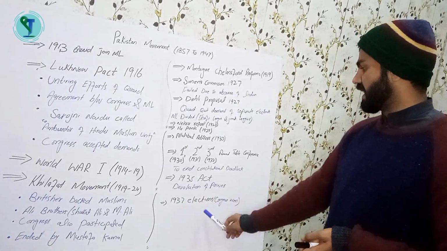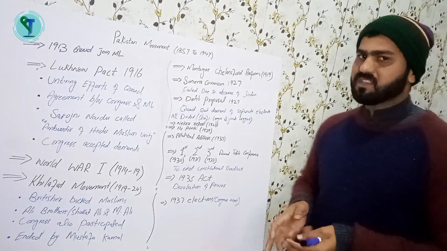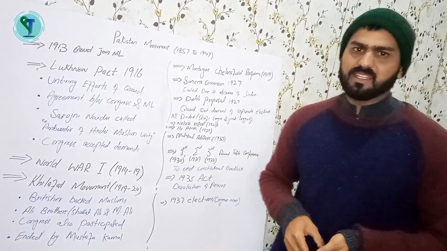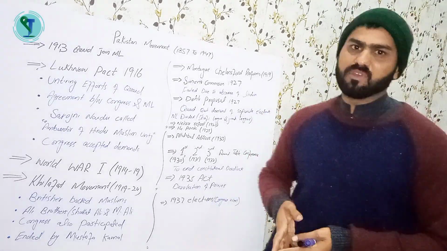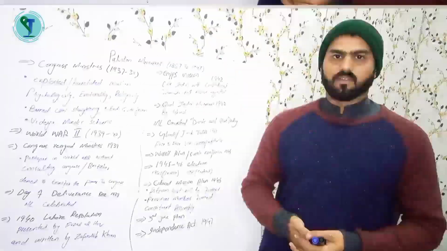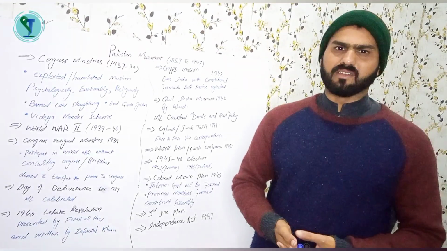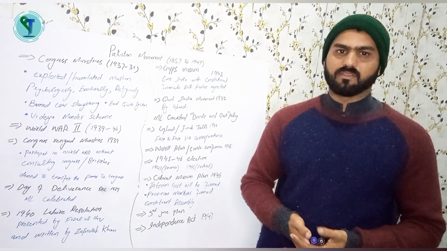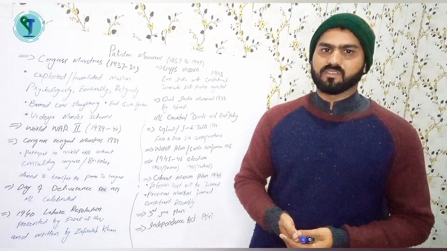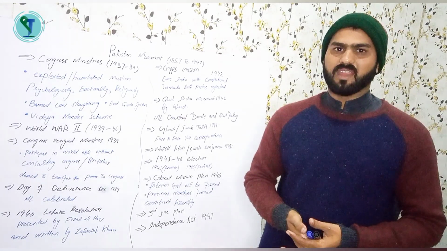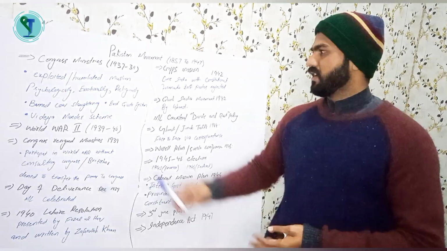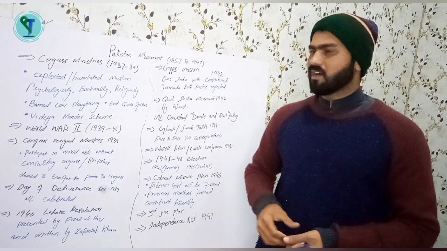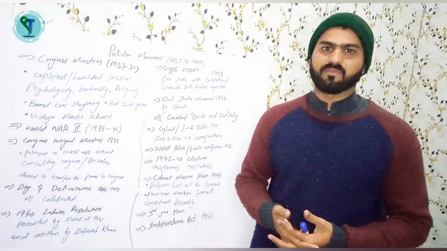After this Act, the British held elections in the provinces in 1937. In these elections, Congress gained a majority. After gaining the majority in the 1937 elections, Congress established governments in 8 provinces out of 11. From 1937 to 1939, Congress ministries were established.